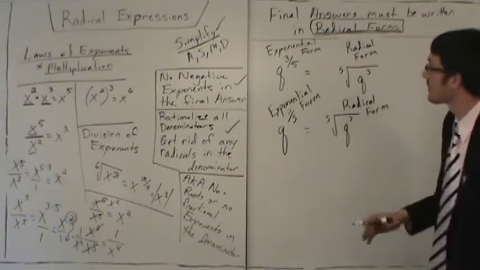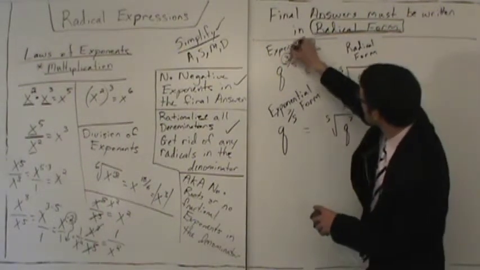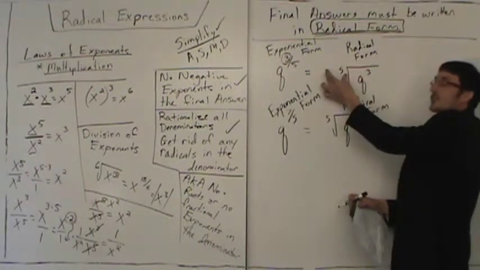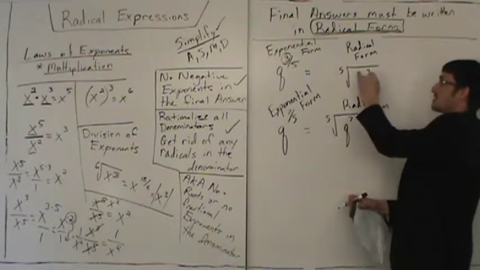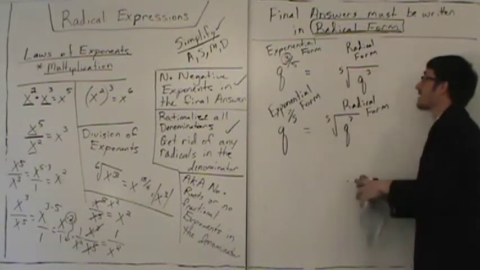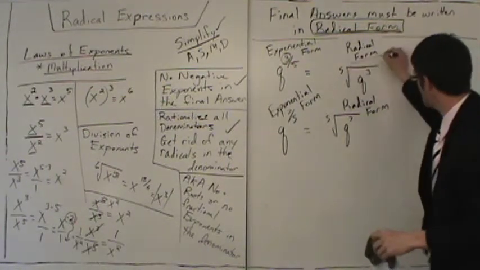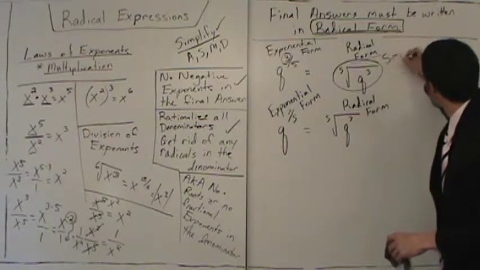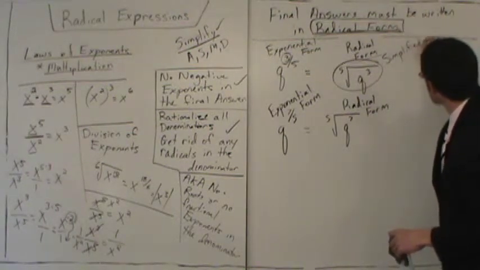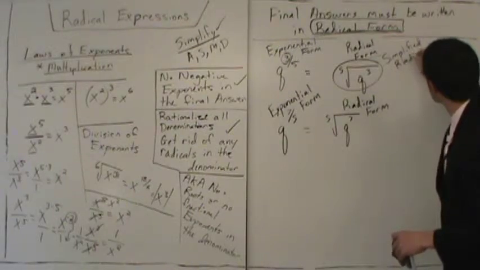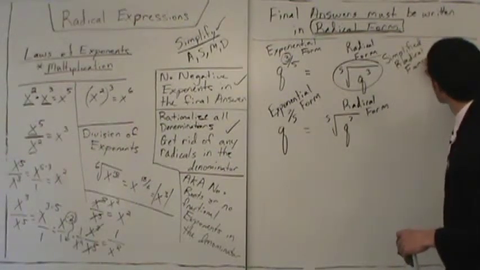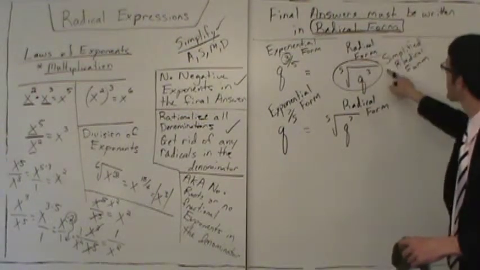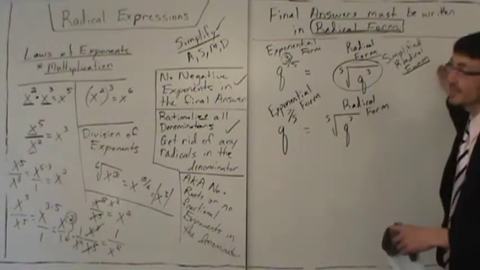Now, on the first problem, since the numerator was smaller than the denominator, notice when we get here we cannot take out a group of 5 q's, so we're done. This is simplified. So we're going to say that this is not only radical form, but this is also our simplified radical form. So this form that we're looking at is radical form and simplified radical form. So both forms are the same.